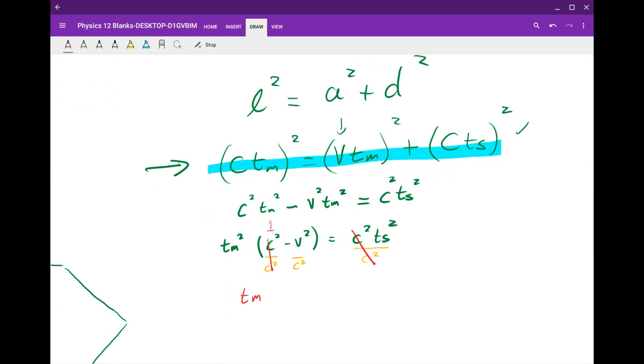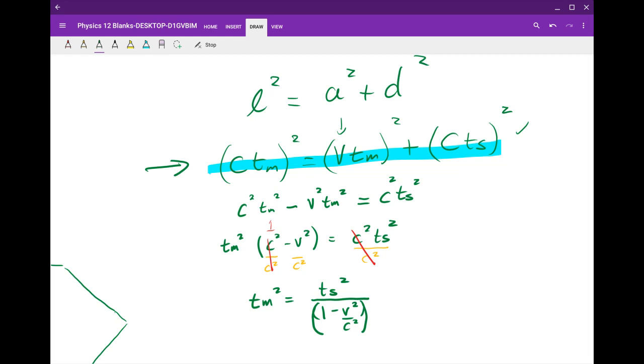Oh no, I want green. Maybe I'll just keep with my green theme here. Tm squared equals Ts squared over 1 minus V squared over C squared, right? And then I should probably get these things to be a little bit bigger. There we go. There we have it.